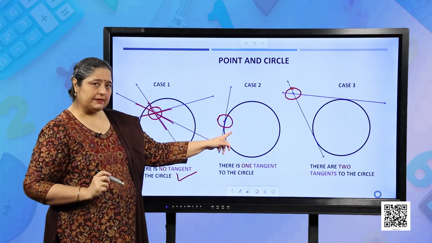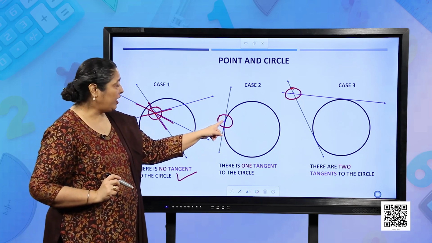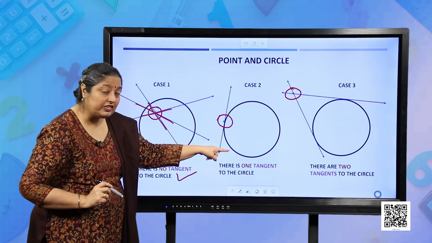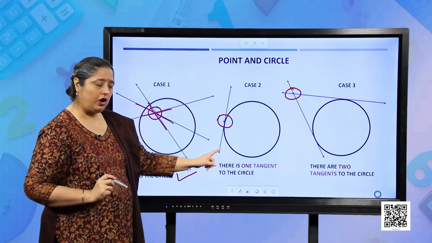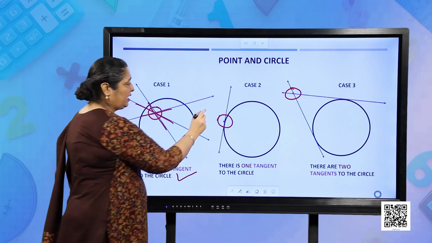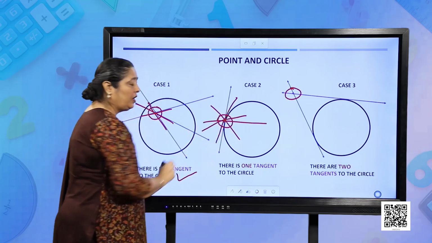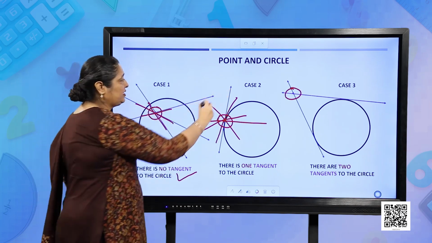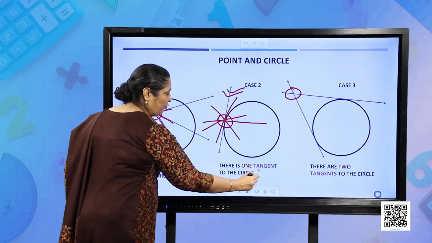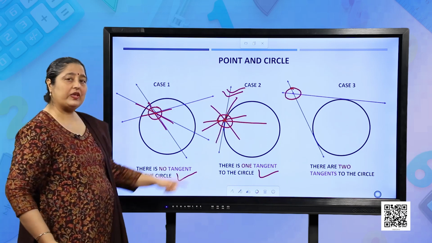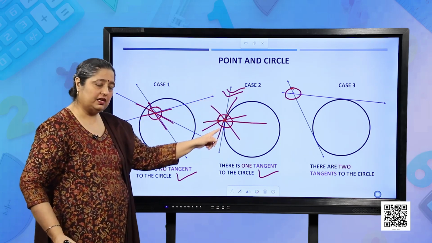Let us see the second case. The second case is when the point is on the circle. We have already studied that. How many tangents can we draw? We can draw only one tangent. We can draw as many lines as we want, but there is only one tangent. One tangent, this one. So, we have only one tangent to the circle when the point is on the circle.